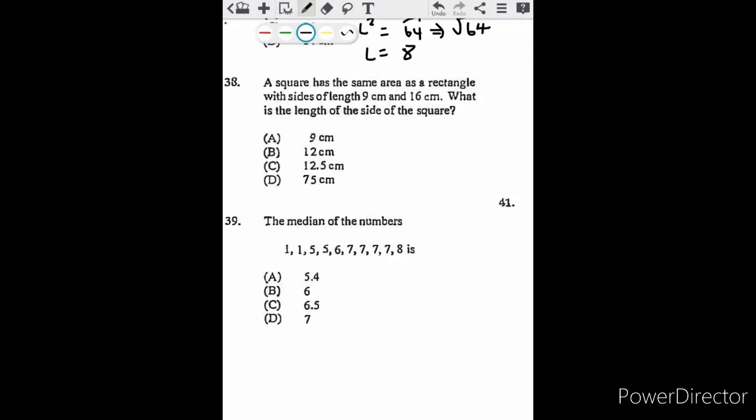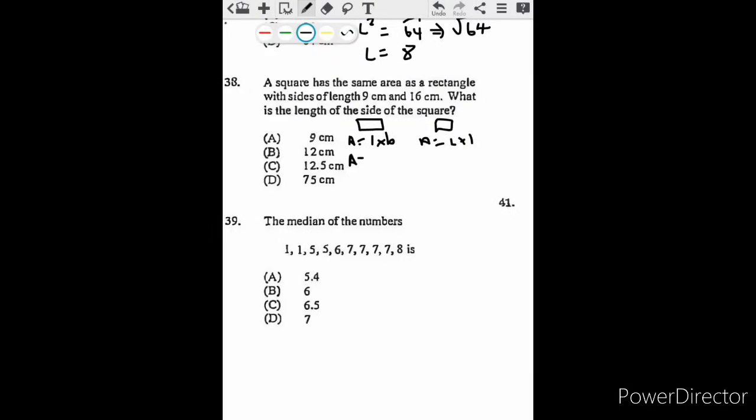Okay, so we have a rectangle and a square. Area of a rectangle. Let's draw our rectangle firstly. So area of a rectangle is equal to length times breadth, and the area of a square is equal to length times length, because the sides are equal.